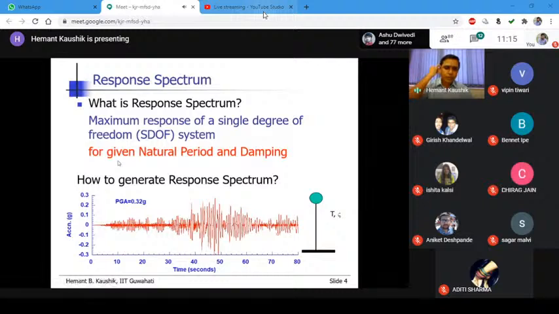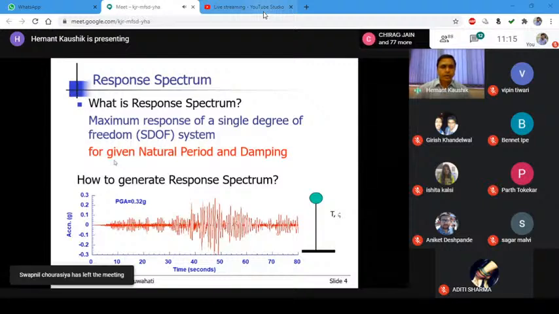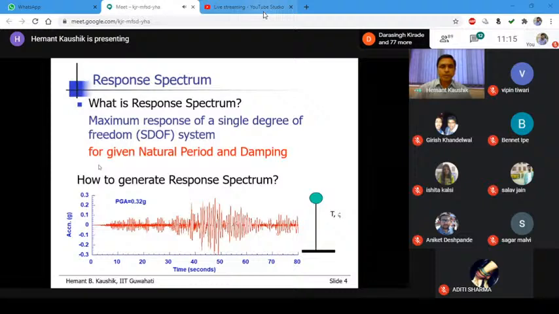Now, development or generation of this response spectrum is not very difficult. It is actually very simple. If you can solve the equation of motion, you can very easily do this. And there are many programs available freely on the internet which can develop a response spectrum for any ground motion. So the method is very simple. You have to consider any ground motion for which you are planning to generate the response spectrum.